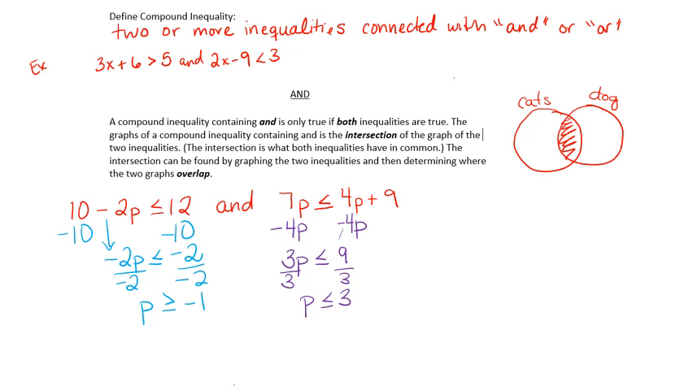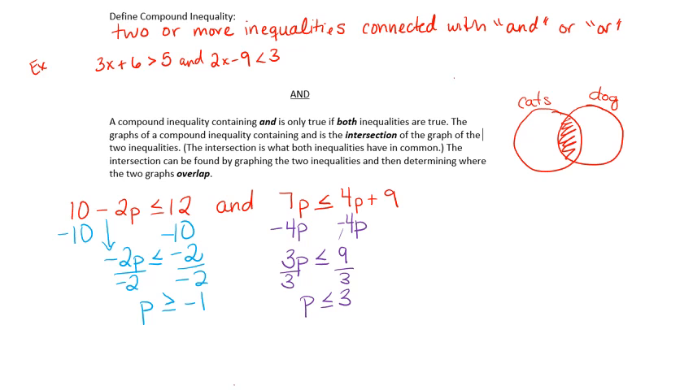So my solution is all the numbers that are greater than or equal to negative 1 and all the numbers that are less than or equal to 3. So both things have to be true. So even though 4 is bigger than negative 1, it's not less than 3, so it's not a solution to this.